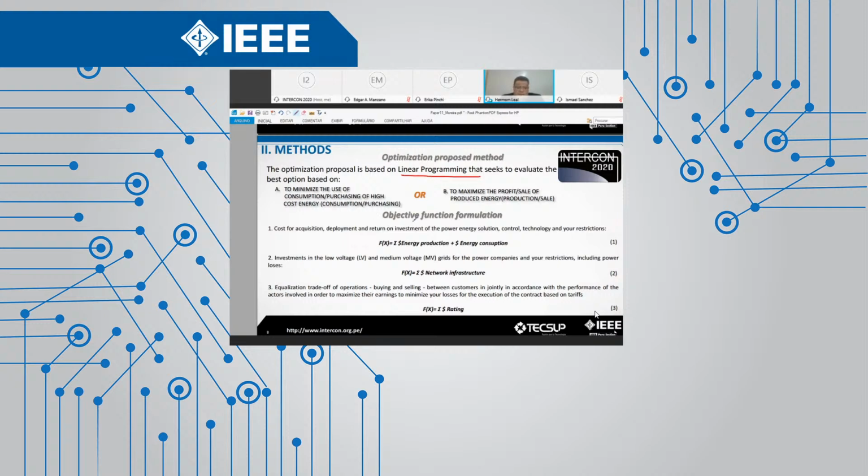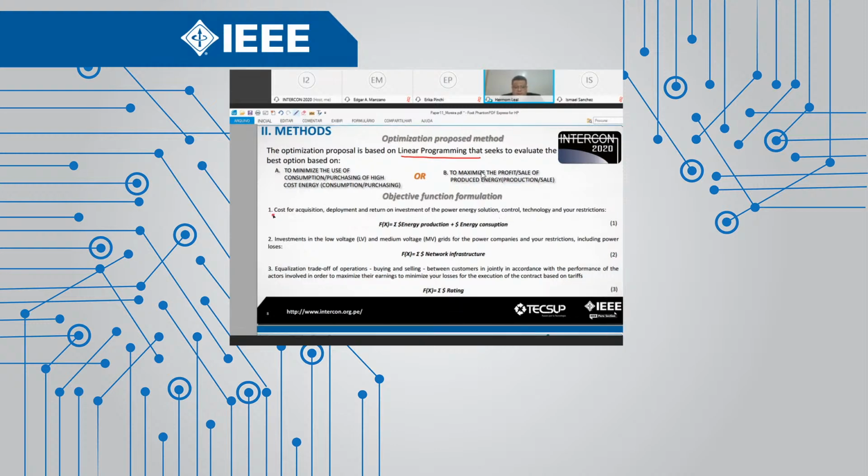And first, we can minimize the consumption or purchasing of high cost energy, or maximize the profit or sale of produced energy, like production or sale, right? The objective function formulation is based on the first cost for acquisition, deployment and return on investment of the power solution, control technology and their restrictions.